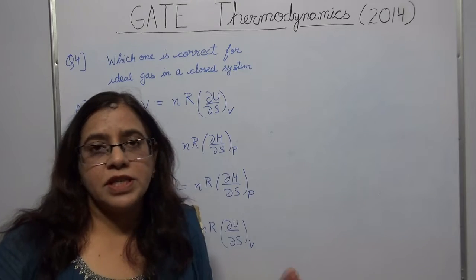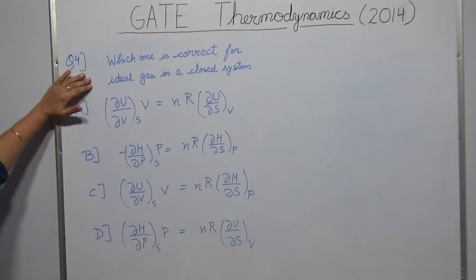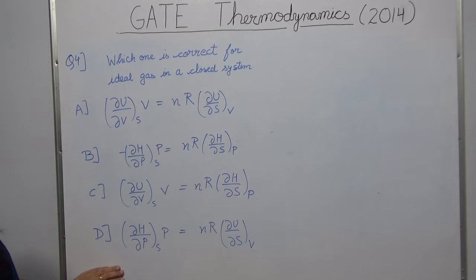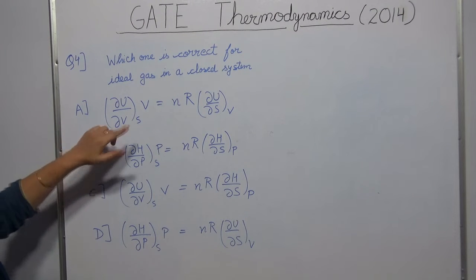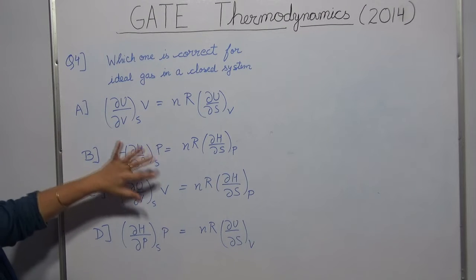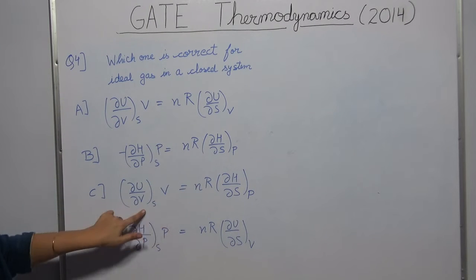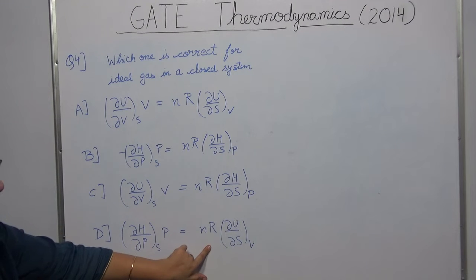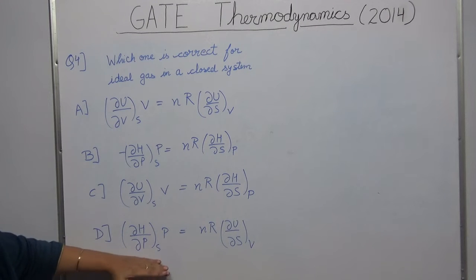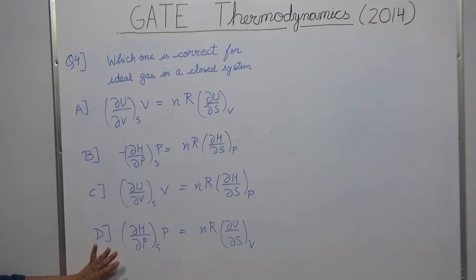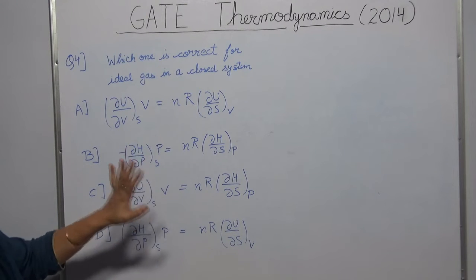So the fourth question which I am going to take is that you have an ideal gas in a closed system and they have given you certain relations and asked you which one of them is correct. So first look at these equations. What you observe is that all of them are of the form PV is equal to nRT. For an ideal gas, all of these equations take the form of PV is equal to nRT. That was just an initial observation.